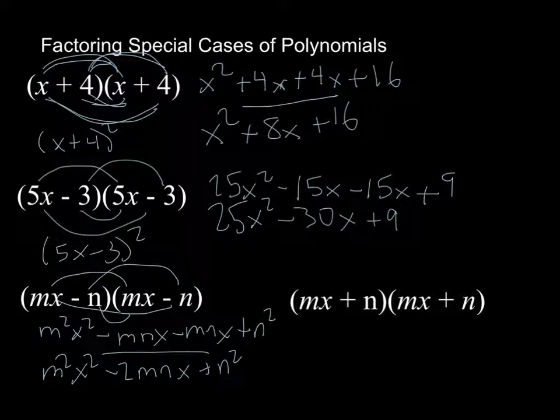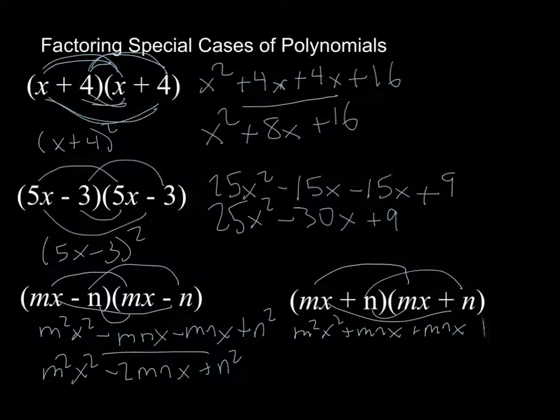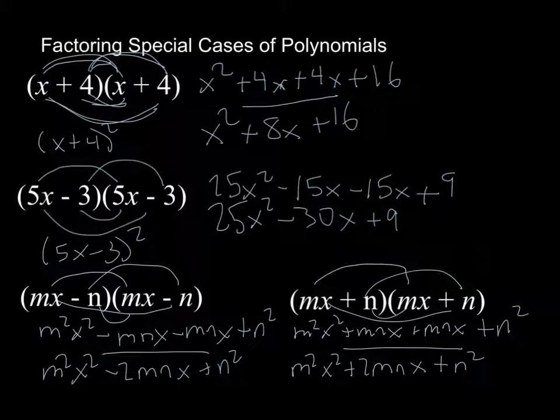Let's see if we can do the same thing here. Now, in this case, we're going to end up getting something very, very similar. When we do the first, we get m squared x squared. Outer, we get plus mnx. Inner, we get plus mnx. Last, we get a plus n squared. As I said, it's going to be very, very similar. These two middle terms, when they combine, are going to give you plus 2mnx plus n squared.